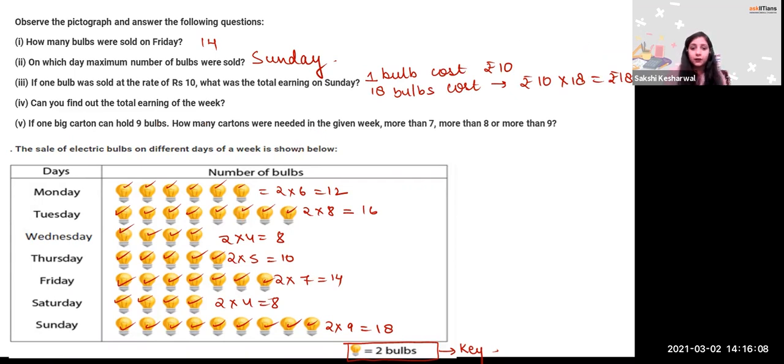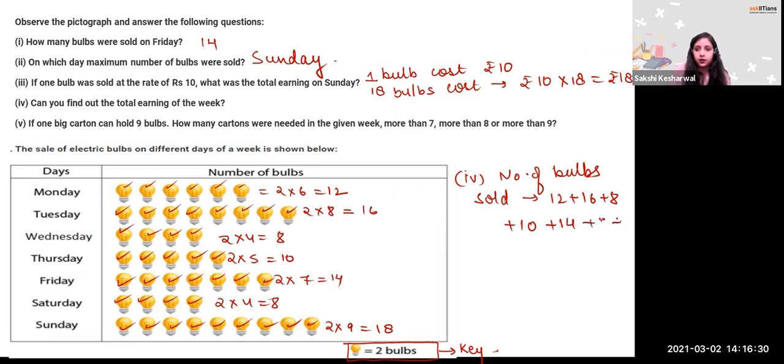So for the total earning, we have to calculate the number of bulbs sold. I'm doing the fourth part, right? So the number of bulbs sold will be 12 plus 16 plus 8 plus 10 plus 14 plus 8 plus 18. So we have to just count it. 12 plus 16 is 28, plus 8 is 36, plus 10 is 46, plus 14 is 60, plus 8 is 68, plus 18 is 86.